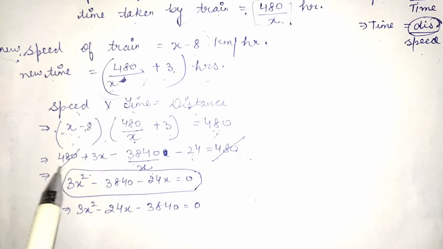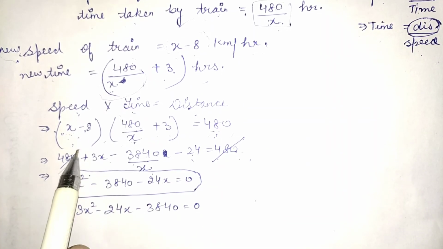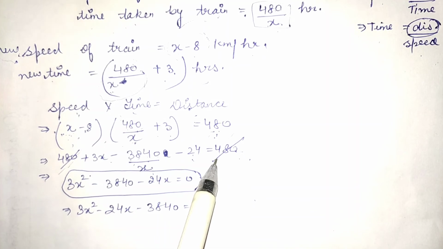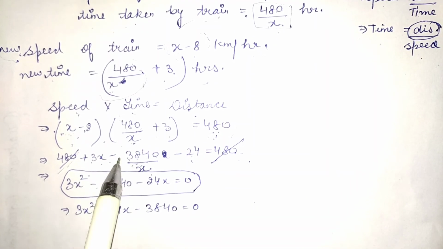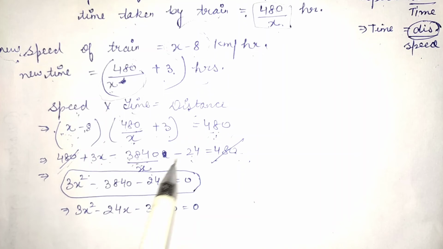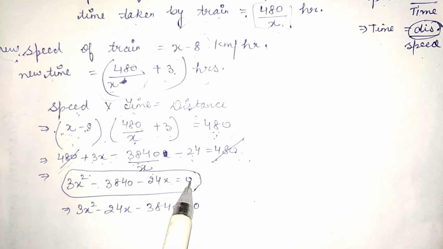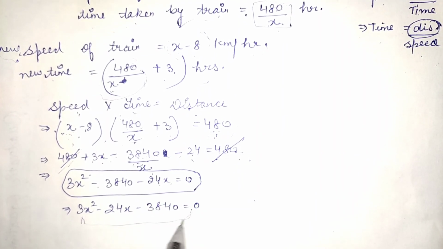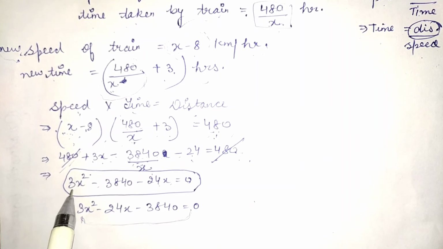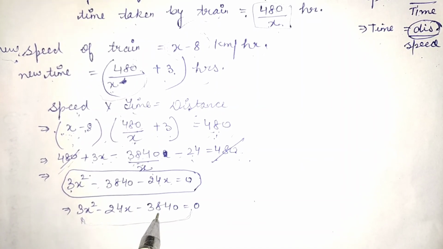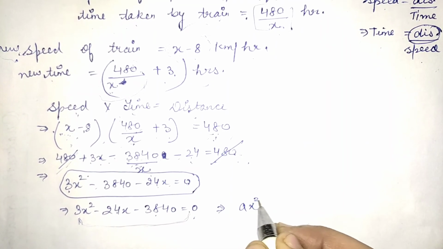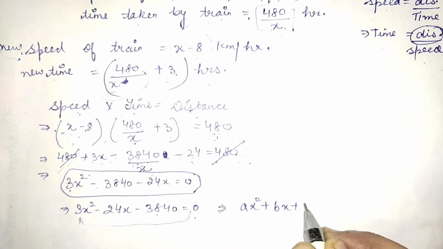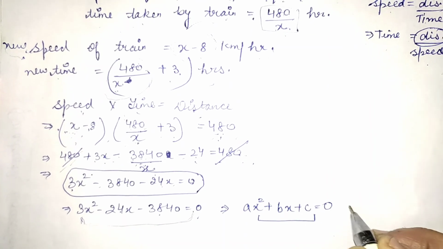Now doing addition and subtraction of the terms with similar power, 480 and 480 will get cancelled out from both the sides, and if I take LCM, then it will become 3x square minus 3840 minus 24x is equals to 0. So representing this equation in the form of quadratic equation, it will be 3x square minus 24x minus 3840 is equals to 0, which has been represented in the form of a quadratic equation, which is ax square plus bx plus c is equals to 0.